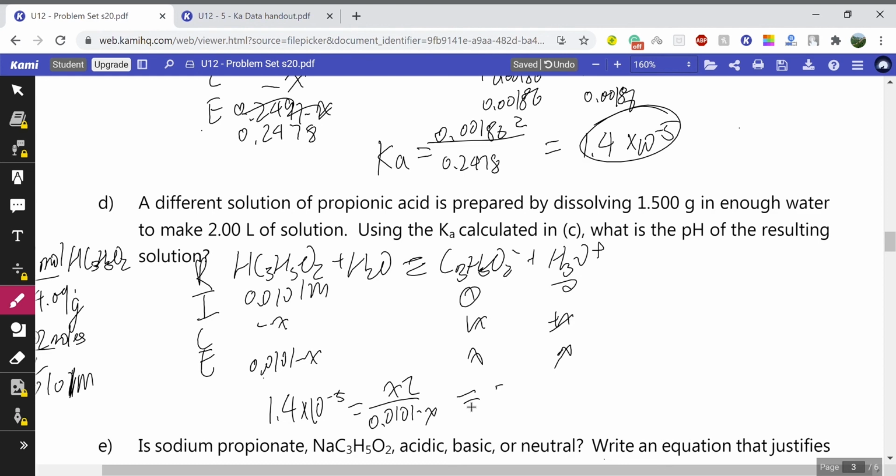It will give us 3.69 times 10 to the negative fourth power. Now we're going to use negative log of 3.69 times 10 to the negative fourth to find pH, which will give us a pH of 3.43.